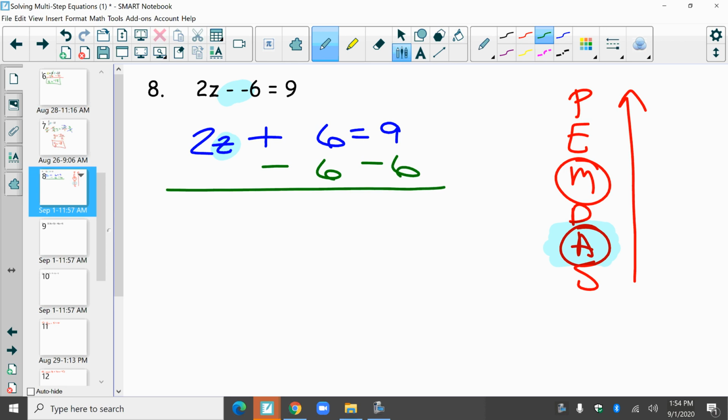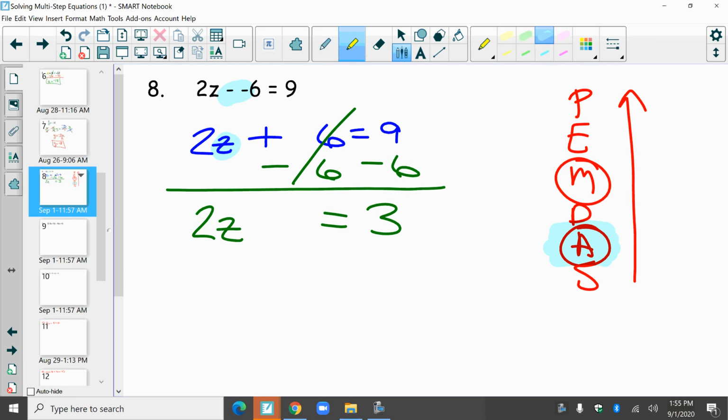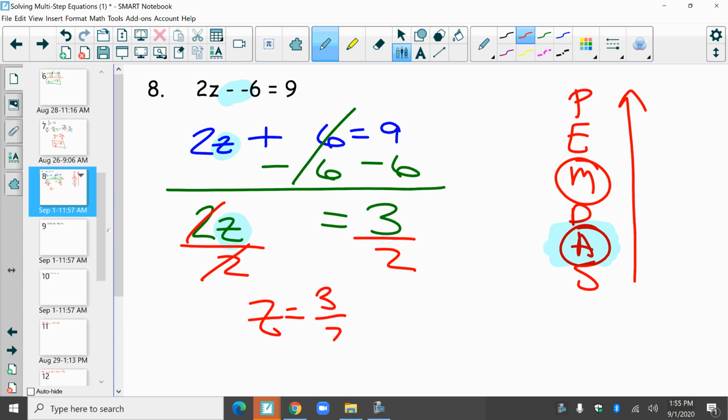Working from left to right, I drop down the 2z. The 6 cancels out, and I'm left with 9 minus 6, which is 3. Now, how is the 2 attached to the z? It is attached to the z by multiplication, so the opposite of multiplication is division. Since it's a whole number, we simply divide by it. So I have z is equal to 3/2.